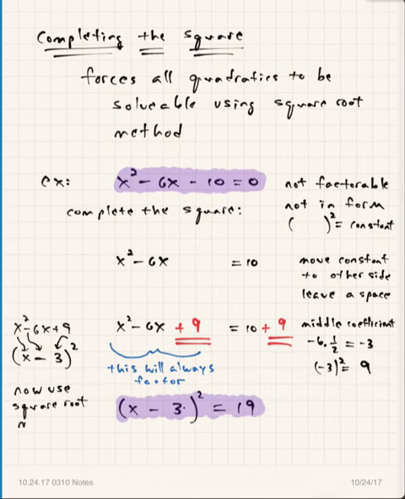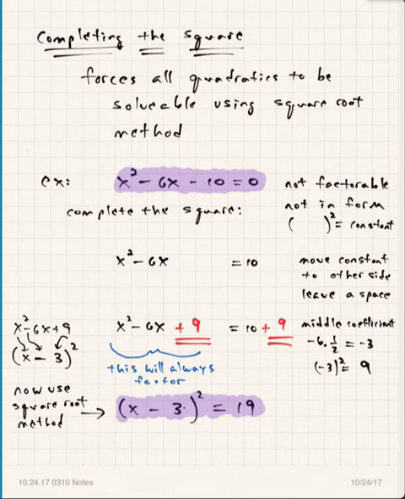This is always the way completing the square works. You're always going to figure out a constant to add to both sides of the equation to force the left side to factor as the square of a binomial. And then you can always use the square root method at the end of the problem.